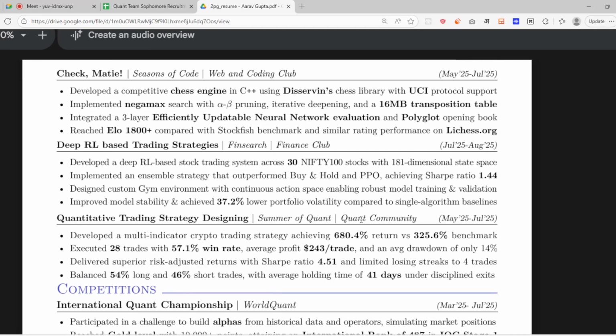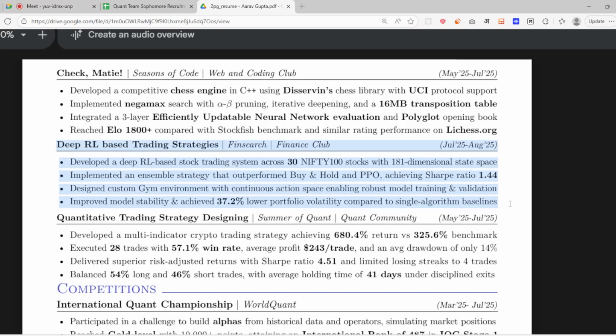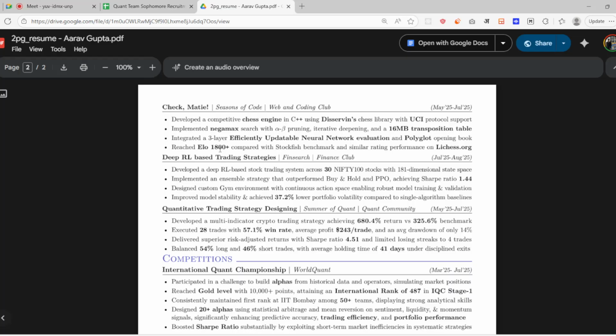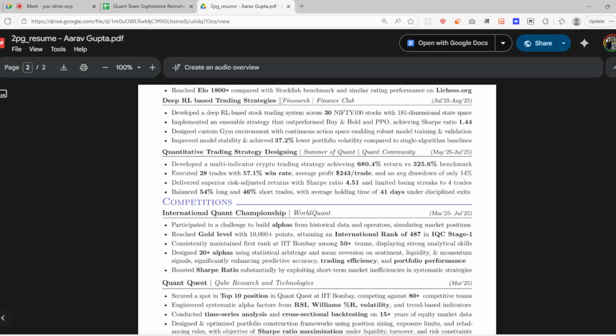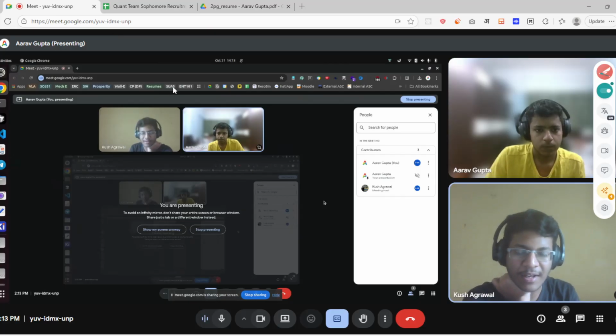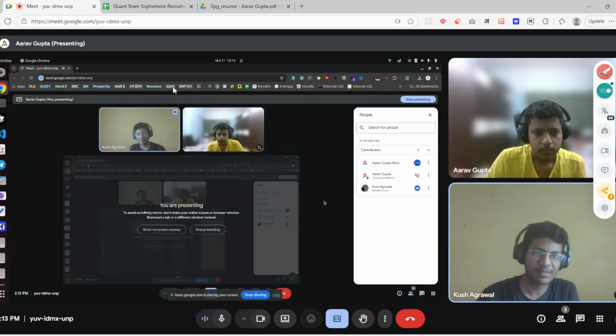And what is this deep RL based trading strategy? Oh, okay, yeah, that was FinSearch. For FinSearch, there's a paper on using deep RL to do stock trading. I read that paper and tried to re-implement it. So do you have basic knowledge of what RL is? Just go from basics.